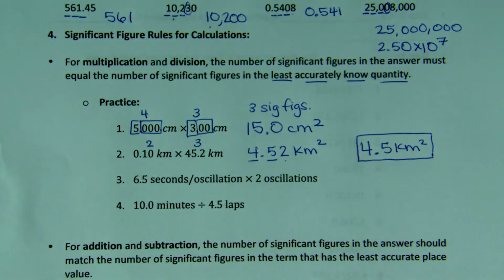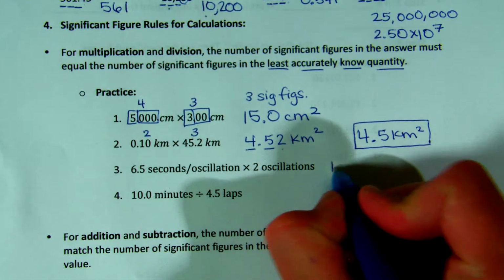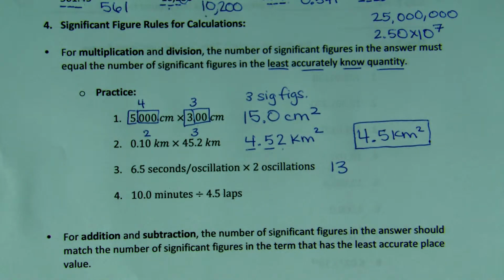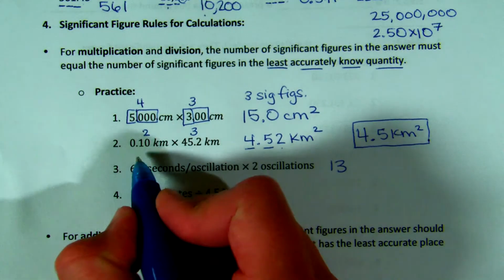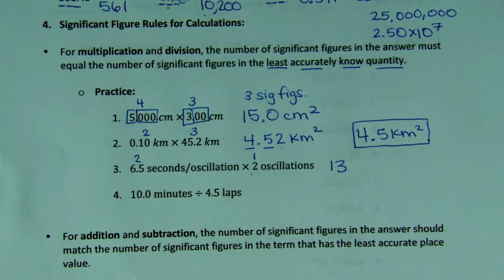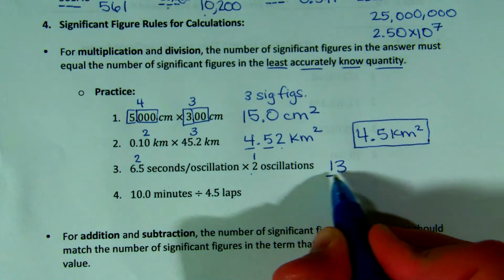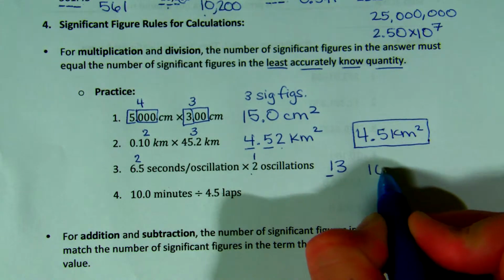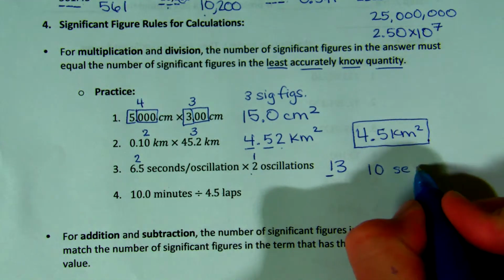In number 3, 6.5 times 2, that's pretty straightforward. That's 13. The math is easy, but our answer can only be accurate to the least accurate quantity that we started with. 6.5 has 2 sig figs. There's only 1 sig fig in the value 2, so our answer needs to have just 1 sig fig. So we would take 13, here's our 1 sig fig, we would round it down to 10. Seconds per oscillation times oscillations would give us 10 seconds as our final answer.